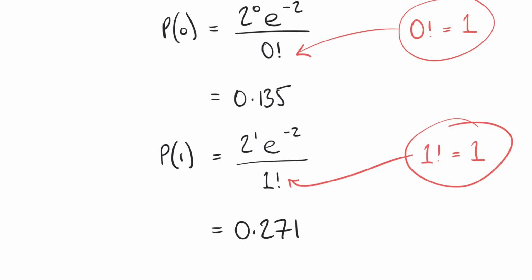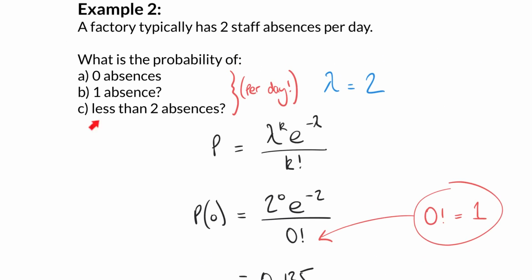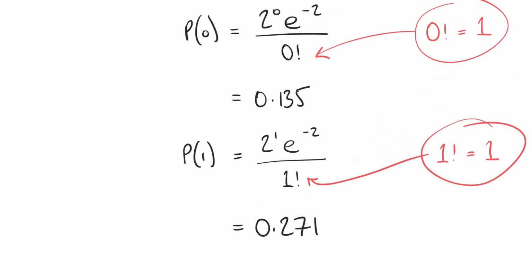Finally, for part C, when the question asks for the probability of less than 2 absences, well, less than 2 must include the probability of 1 and the probability of 0, because these are the only 2 possibilities that are less than 2. The only things less than 2 are 1 or 0, and we've already worked out these probabilities. So we already know the probability for 0 absences. We already know the probability for 1 absence. And so the answer to this question is just simply a case of adding these probabilities together.